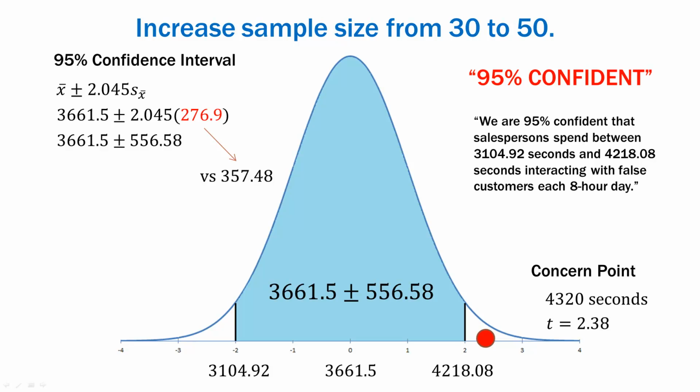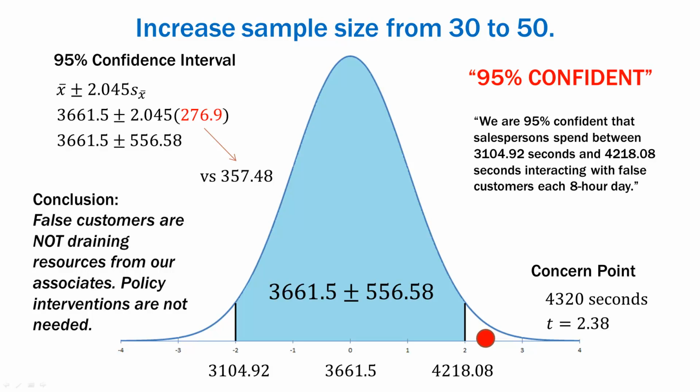Now our concern point is a t of 2.38. Now remember that the boundary of our curve here, of our area, is 2.045. So this is a t value of 2.38. That is above our interval. So what do we conclude? False customers are not draining resources from our associates. Policy interventions are not needed.